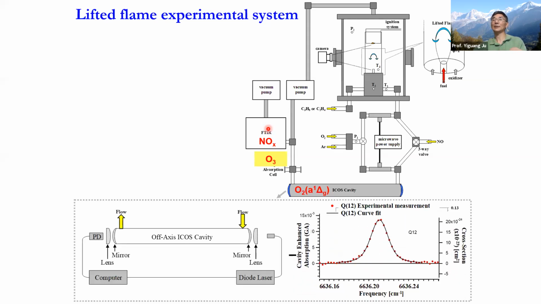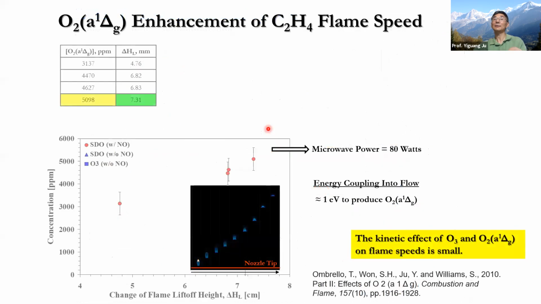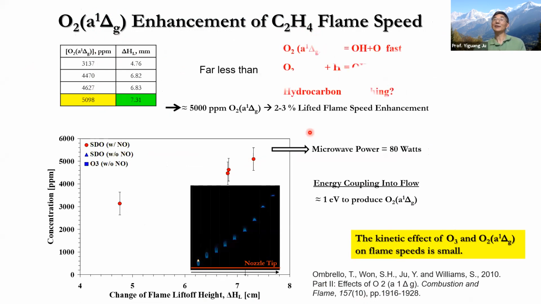We'll talk about the diagnostic later, but I just want to show you the result. You can see that by measuring the O2 singlet generation, we produce 5,000 ppm of O2 singlet. That's a lot. And we see that the flame speed is only increased by a few percent. That's really disappointing. We thought that this reaction is so fast, it's going to dramatically enhance the flame speed. But in the end, we only have 2 to 3% of flame speed increase.